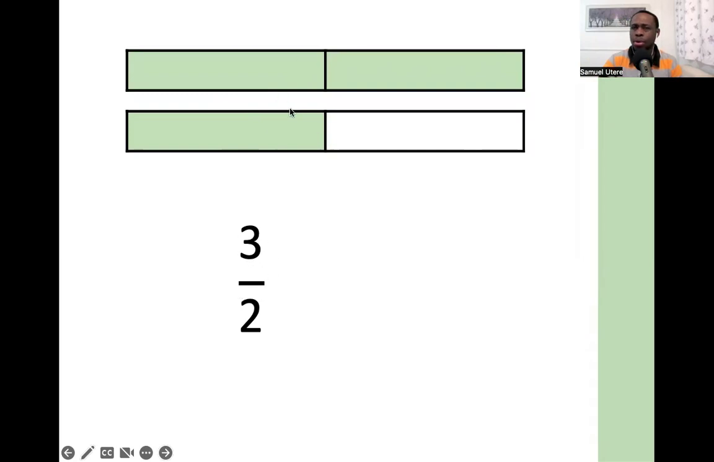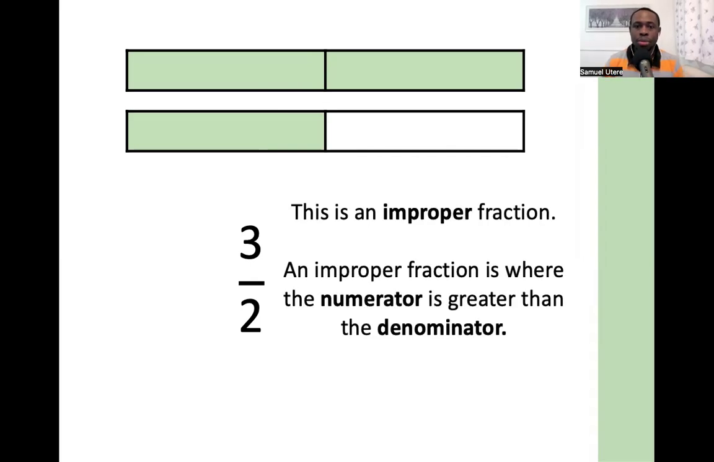So I hope you now know how to interpret a diagram and represent that diagram as an improper fraction. An improper fraction is where the numerator, the top number, is bigger or greater than the denominator, the bottom number.